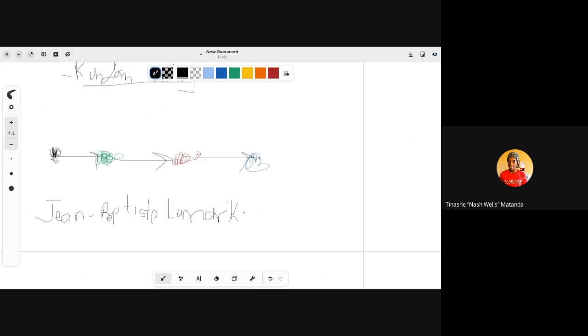Okay, and the name of this first theory was what they call the law of use and disuse. Use and disuse. Yeah, which was the law of use and disuse.